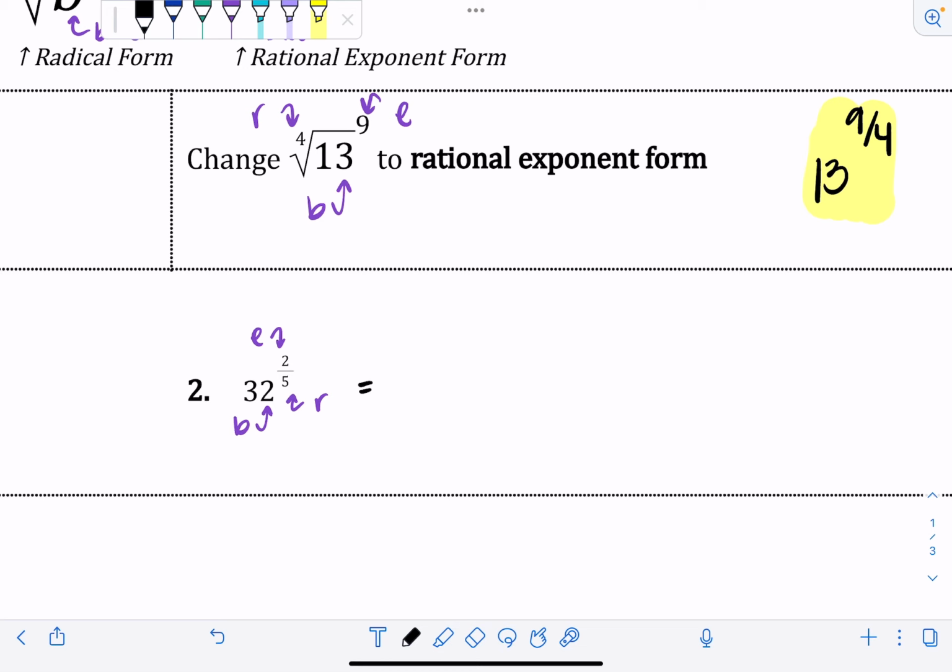And then once we put it in radical form, it's the r root, so the 5th root of b, so of 32, and then to the e power, so squared. So the 5th root of 32 is asking what number to the 5th power equals 32. We already kind of did this problem earlier in the 2.1 section, but the 5th root of 32 is 2, because if you were to do 2 to the 5th power, that would equal 32. And sometimes you just have to guess and check. So we took the 5th root of 32, that was 2, and then now we just need to copy over that squared. So 2 squared means 2 times 2, so 4.